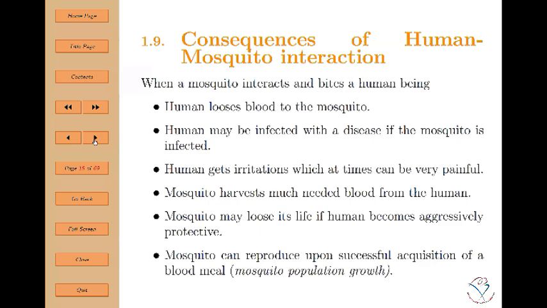Mosquitoes harvest the needed blood from the human, and that is the one thing that goes to the mosquito's advantage, but the mosquito may lose its life if the human becomes aggressively protective. And we have been protective. We have designed measures of protecting ourselves against mosquitoes, creating bed nets, and so on. So every time a mosquito goes to bite a human, it can die in the process. But one thing that truly accrues to the mosquito is that it can reproduce upon successful acquisition of a blood meal. So the cost of taking that risk is very small to the mosquito compared to the risk of dying.